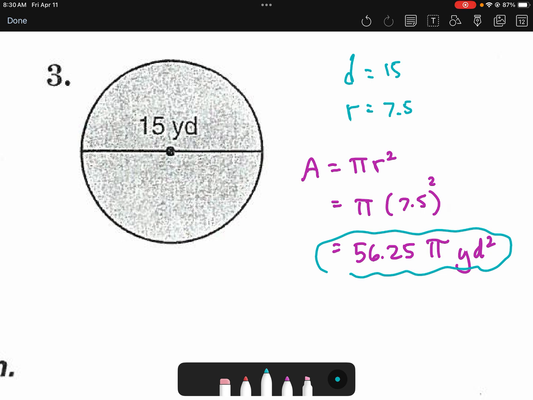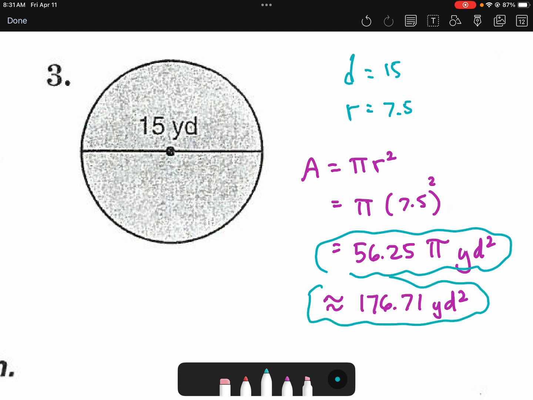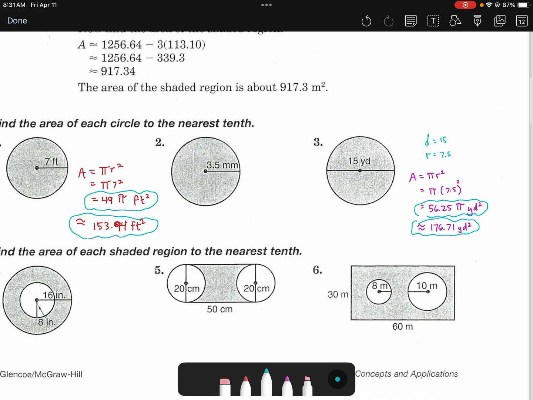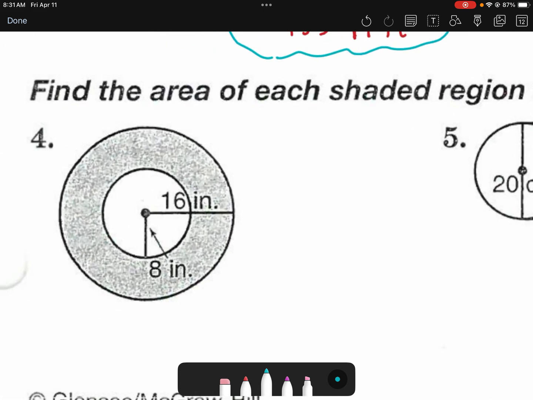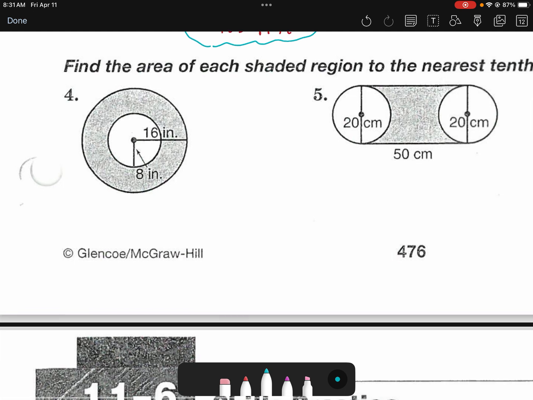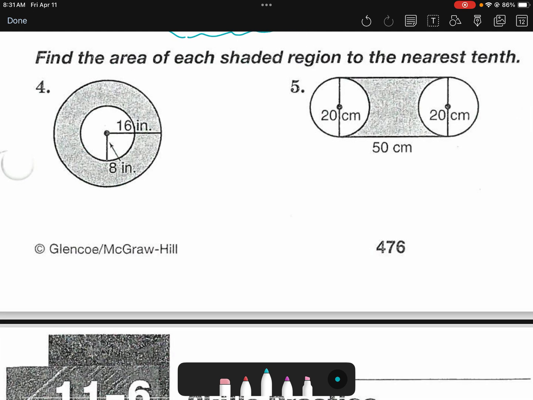Multiply that by pi, and this will be the area of your circle: 176.71 square yards. Very simple. You could do number 2 on your own. Number 4 is a little bit different. Same thing with 5 and 6.